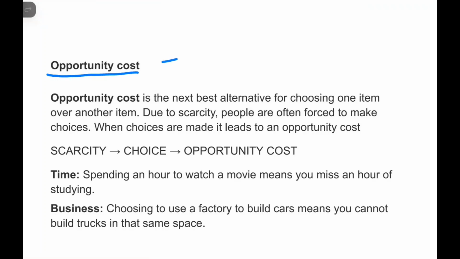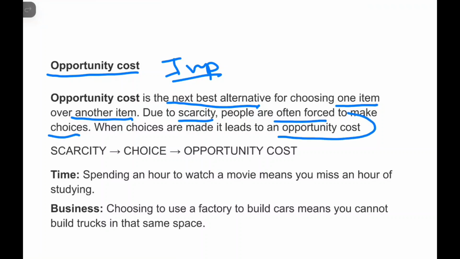Opportunity cost. This is very important. Opportunity cost is the next best alternative given up when choosing one item over another. Due to scarcity, people are often forced to make a choice. When choices are made, it leads to opportunity cost. For example, time. Spending an hour watching a movie means you miss an hour of studying. Say I have only 1 hour, so either I can study or I can watch a movie. If I watch a movie, I cannot study, and if I study, I cannot watch a movie.